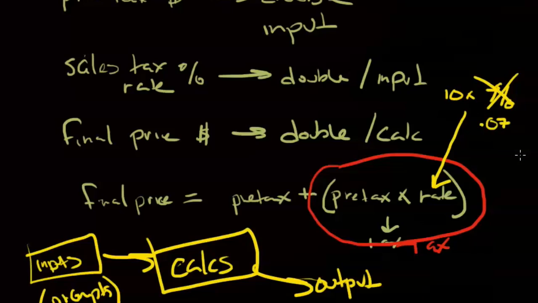And we're going to explicitly ask the user to type in 0.07 for 7% or 0.03 for 3%. We need to make that very clear to the user in our prompt, because if they do type 7 instead, our calculation is going to be pretty messed up. All right, so let's write our code.